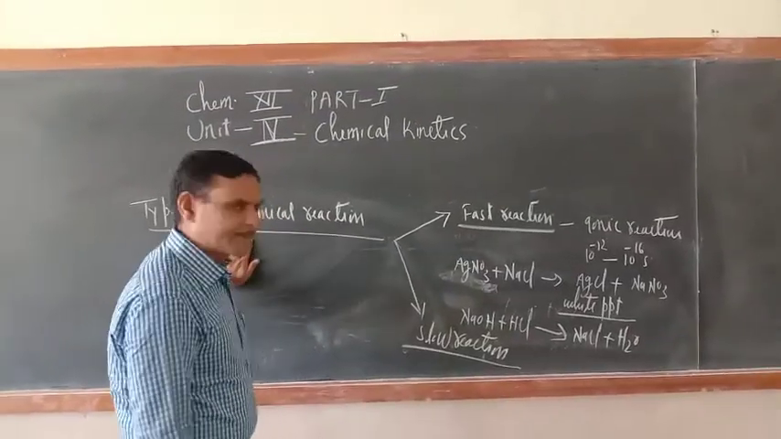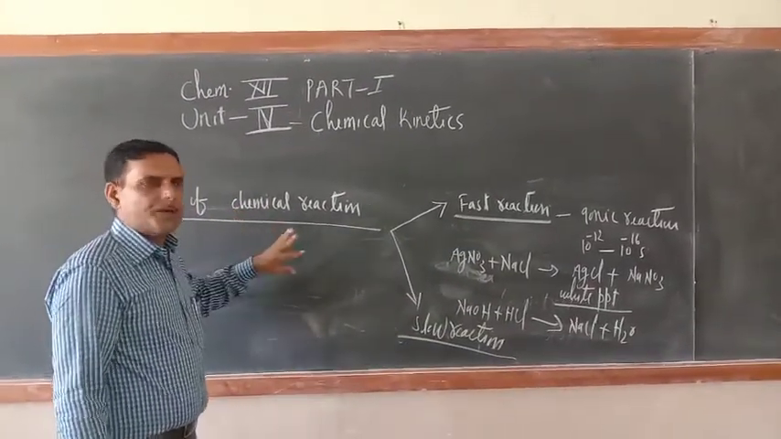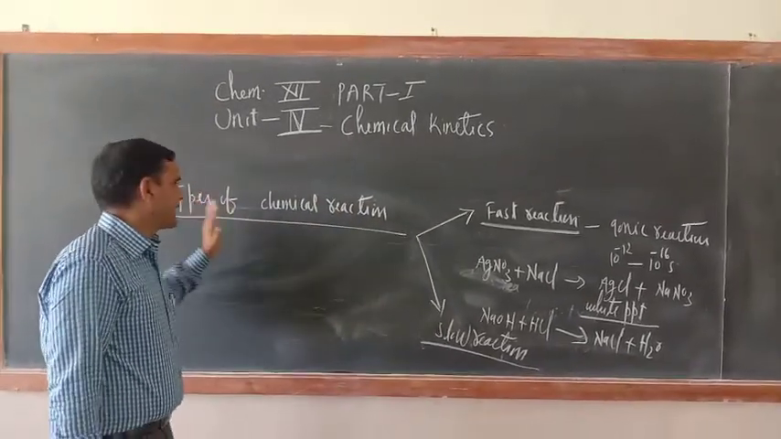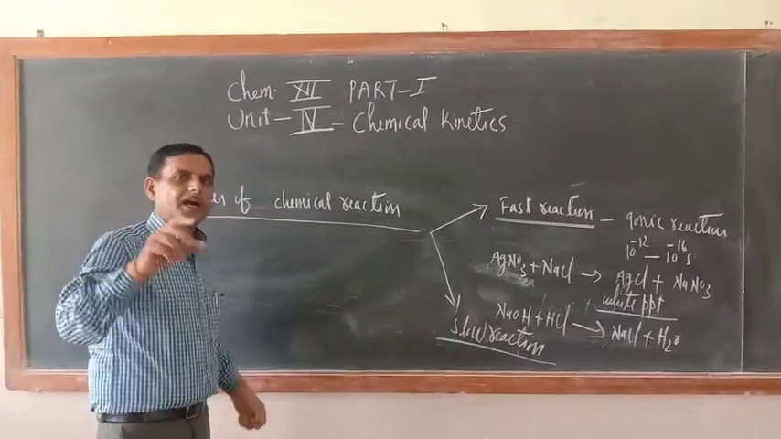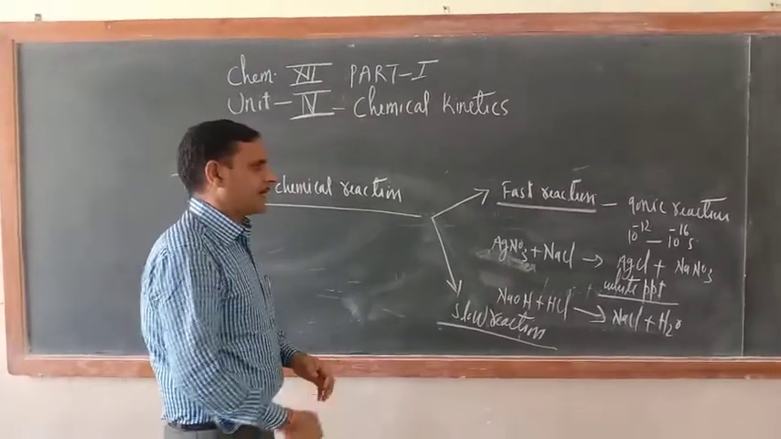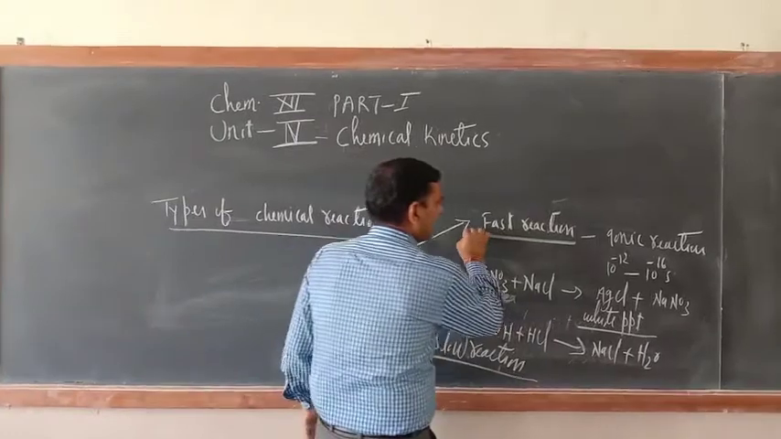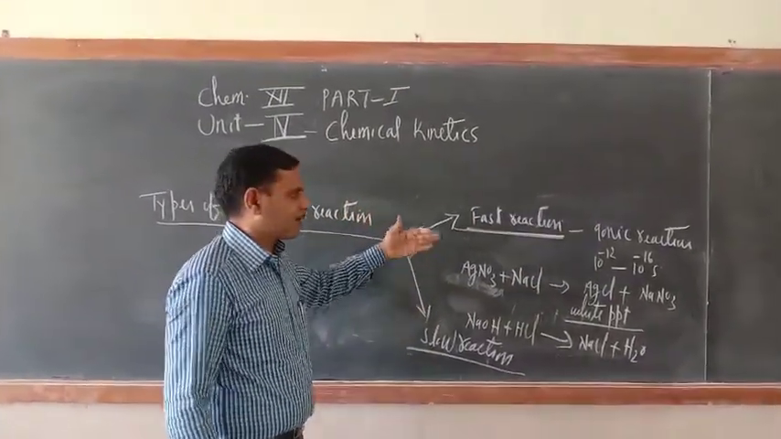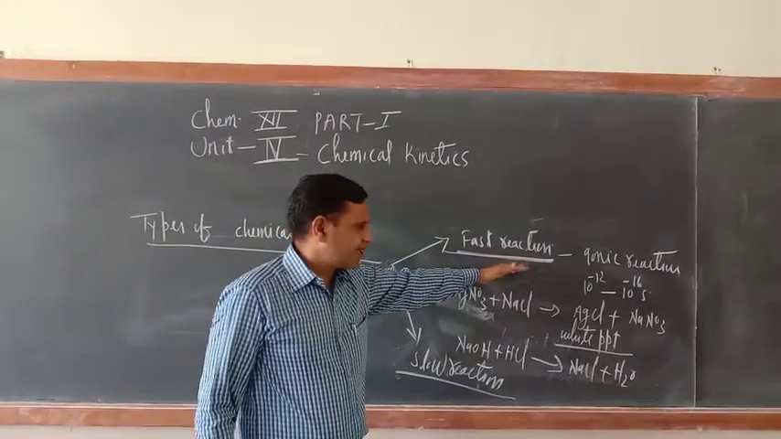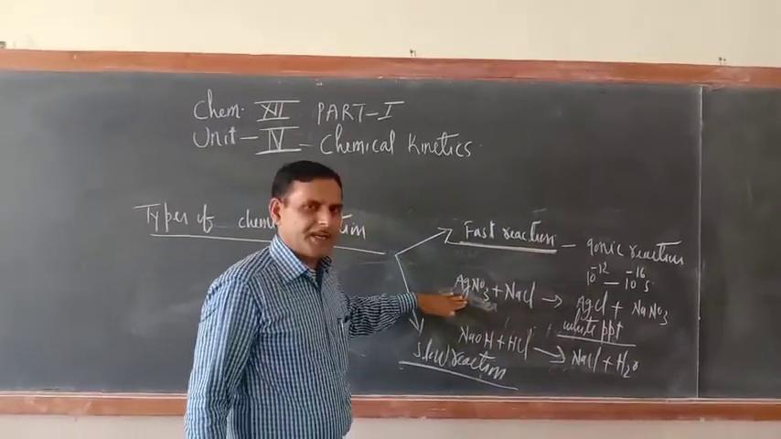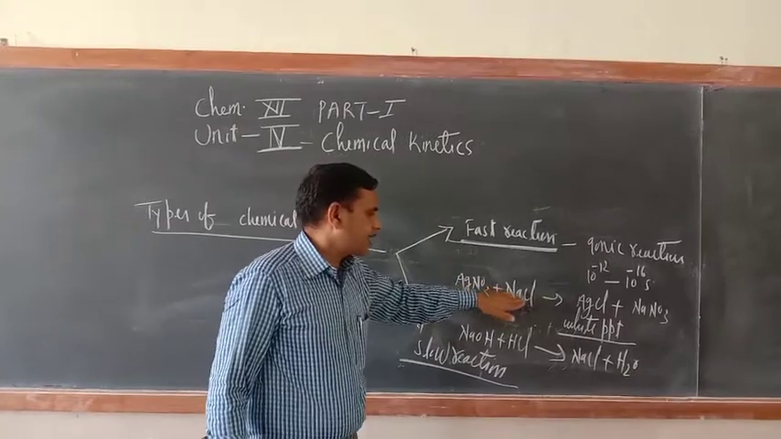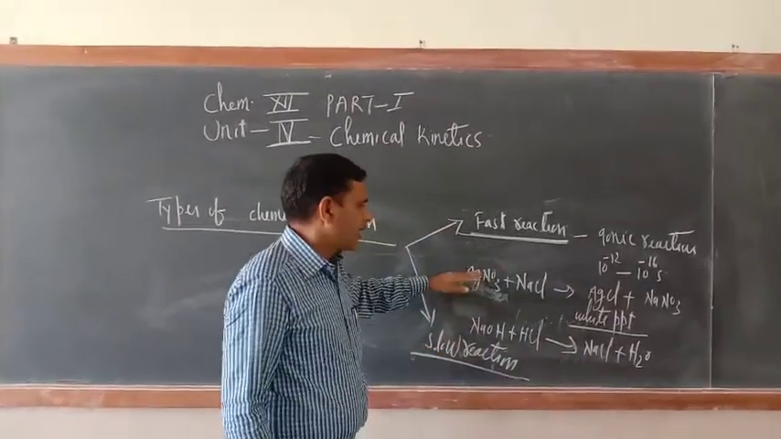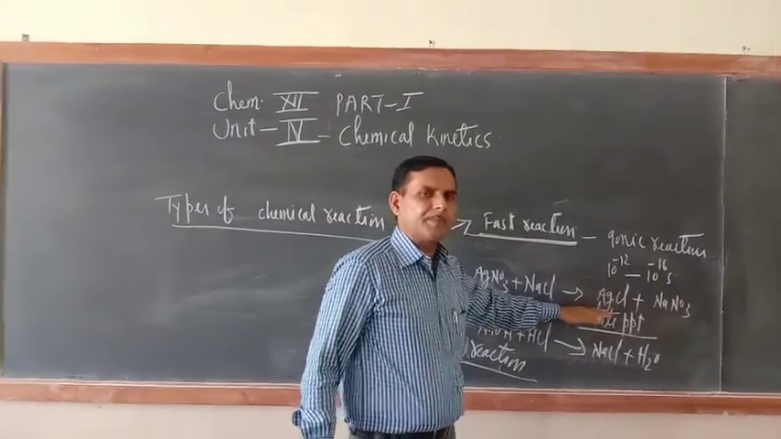Yes, dear cadets, before coming to the rate of reaction topic, let us have an idea about the types of chemical reaction. In our daily life, there are 2 types of chemical reaction. One is very fast reaction, which means within a fraction of a second they will be over. Basically they are ionic reactions. See the example of an ionic reaction: silver nitrate reacts with NaCl and forms AgCl plus NaNO3. And just see here, a white precipitate is formed.